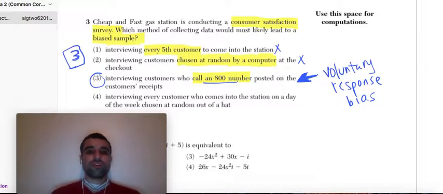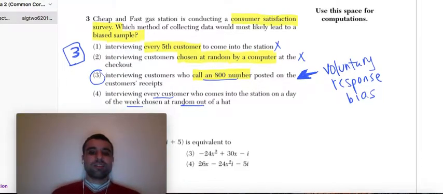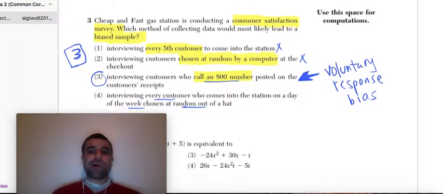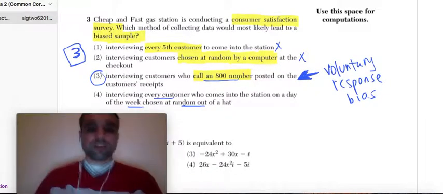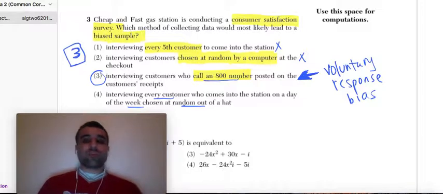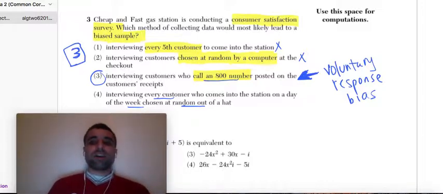All right, choice 4, interviewing every customer who comes into the station on a day of the week chosen at random out of a hat. No bias there. All right, what you want to understand is surveys and how bias can arise. What are the different types of bias? And one of them is voluntary response or self-selection bias, where the sample is self-selected. It's the people who called because they chose to call.